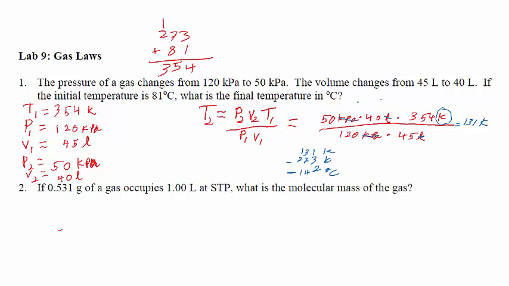Let's see, double check it, 273. Yeah, negative 141 Celsius. That is pretty darn cold. It actually rounds to 142, it's 141.8, so it's negative 142 Celsius, which is correct. Negative 142 Celsius. Okay, let's take the next one.